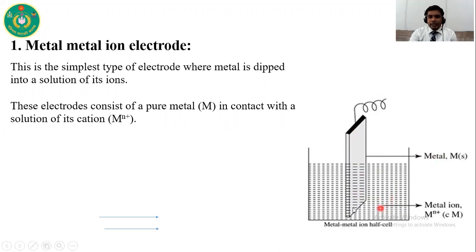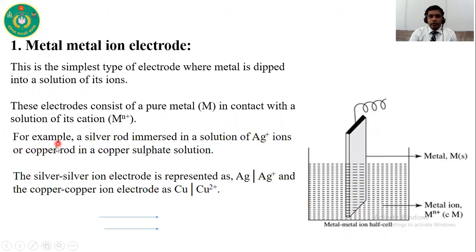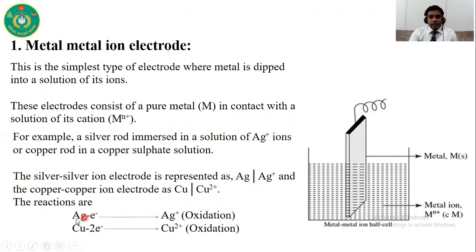So when a metallic rod is dipped into its metallic ion, this half cell is called metal ion half cell or metal ion electrode. For example, when a silver rod is immersed in a solution of silver ion, or a copper rod is immersed in a copper sulfate solution, results silver electrode or copper 2 plus ion electrode. So the reactions are: silver loses electron and we get silver plus, this is oxidation, and copper loses 2 electrons and we get copper 2 plus, this is oxidation.